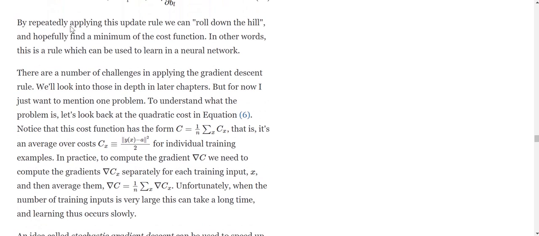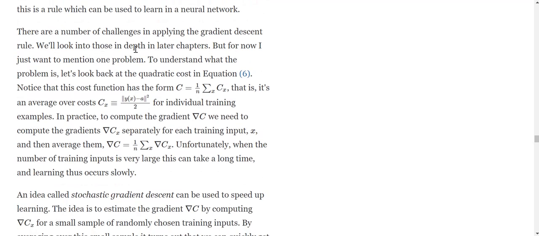In other words, this is a rule which can be used to learn in a neural network. There are a number of challenges in applying the gradient descent rule. We'll look into those in depth in later chapters, but for now I just want to mention one problem. To understand what the problem is, let us look back at the quadratic cost function.